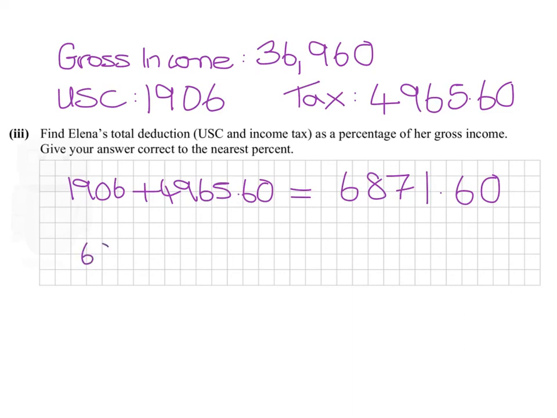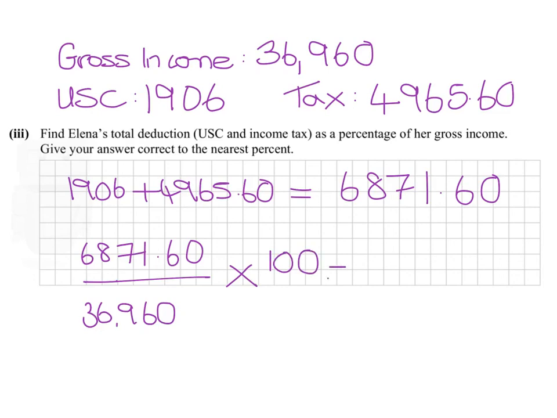Now we want to get that as a percentage of our gross income. So 6,871.60 over the gross income, which is 36,960. And that's a fraction. To get our fraction into a percentage, we just multiply by 100 and we end up getting 18.59%. We go back and have a look at the question. It asks us to give our answer correct to the nearest percent. So if the number is 5 or more, we round the previous number up. So we are going to end up getting 19%.